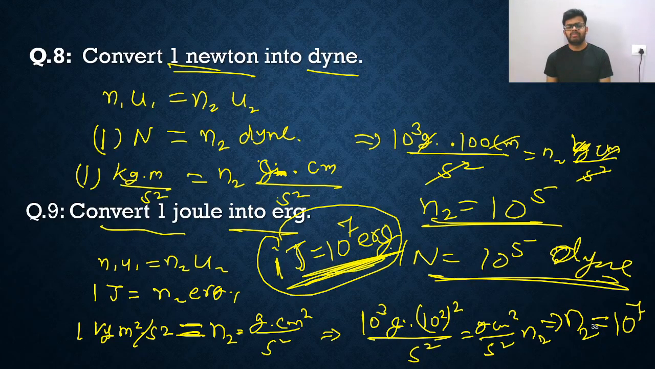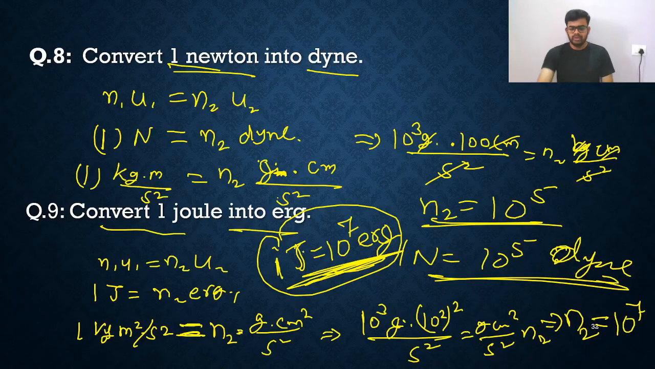That's all, you need to remember this. Remember this: 1 Newton is 10 raised to 5 dyne, 1 joule is 10 raised to 7 erg. So that's all, my dear friends. These are the basic formulas you need to remember. Okay. One more question I'm asking you.